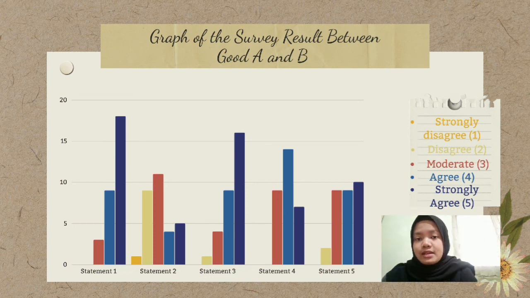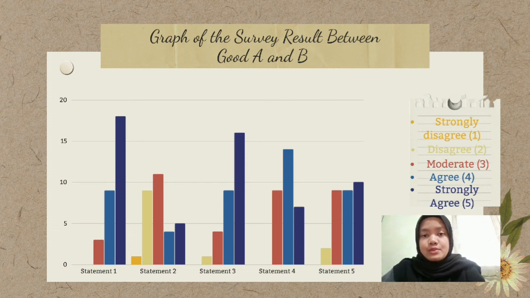For the second statement, the highest percentage was the moderate stand, which is 11 out of 30 respondents, 36.67%. The second highest percentage comes from the disagree stand, which is 9 respondents, 30%, while the lowest percentage comes from the strongly disagree stand, which is 1 respondent, 3.33%.